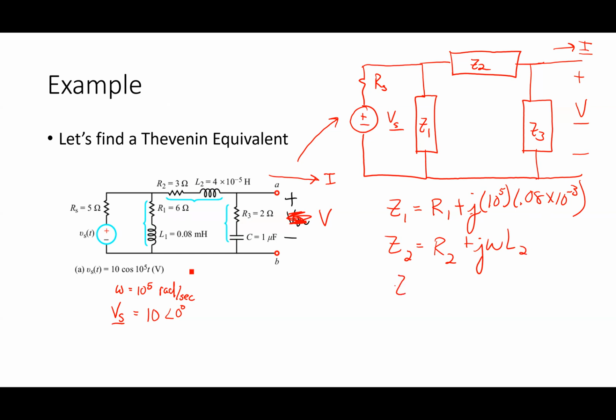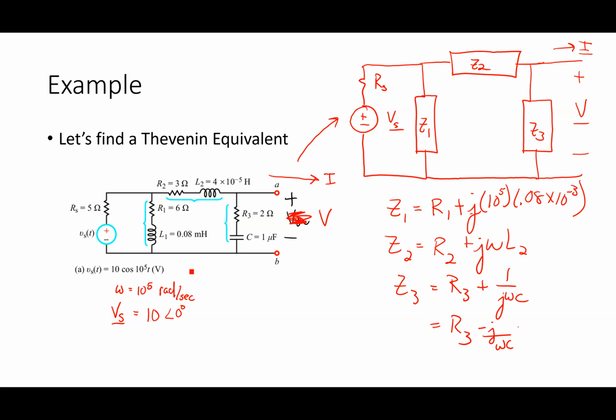And then Z3, what would that be? I have a series combination now: R3 plus 1 over J omega C. How else can I write the 1 over J omega C? Minus J over omega C.